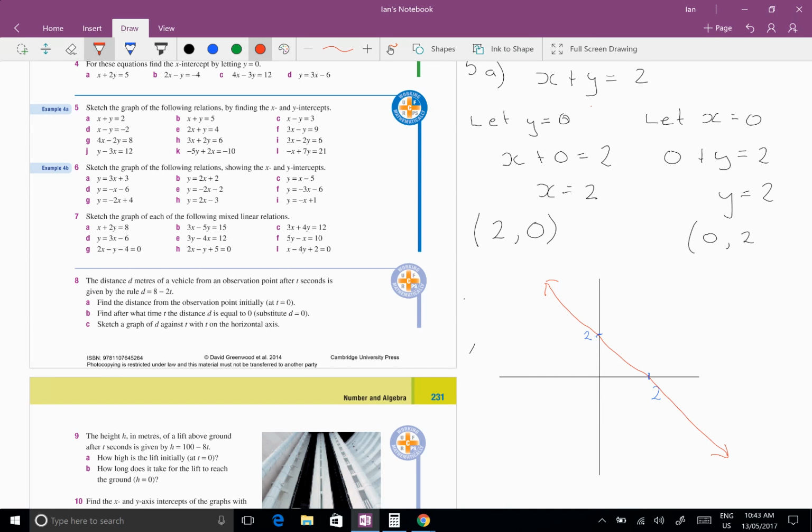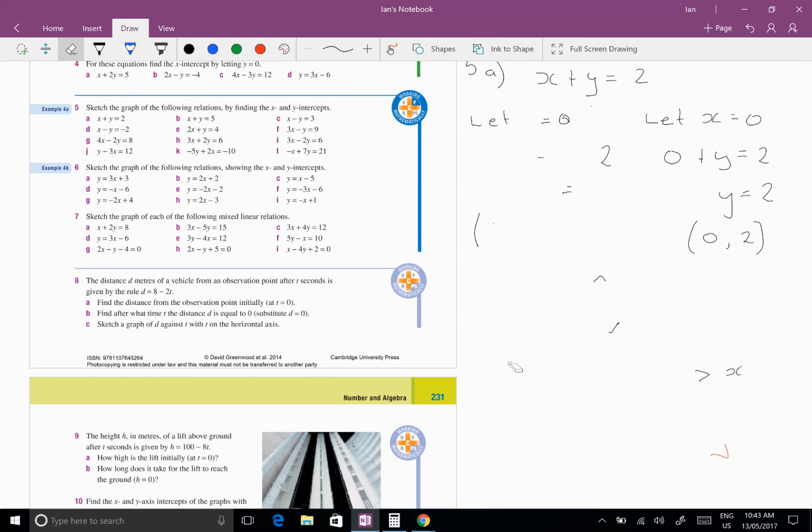And it's very important that you indicate the intercepts so that people will know what you've done. So the y-intercept, make sure you clearly indicate that. And the x-intercept, make sure you clearly indicate that. Well, that was pretty easy. So let's have a go at something a little bit more difficult.